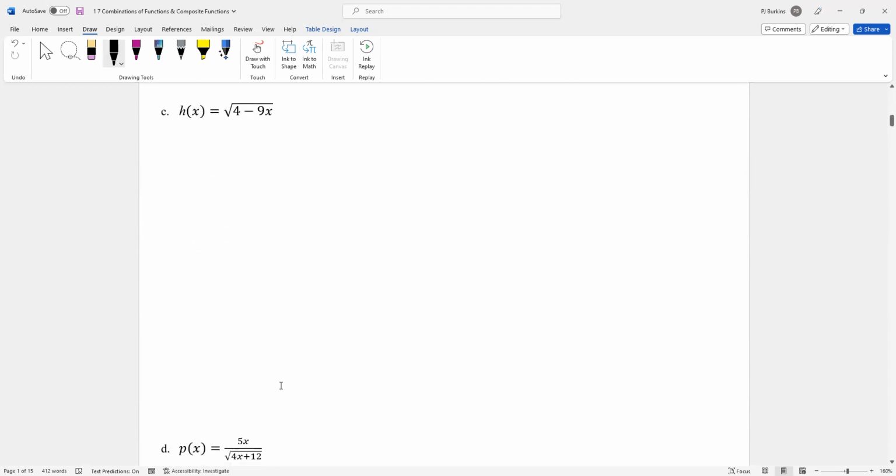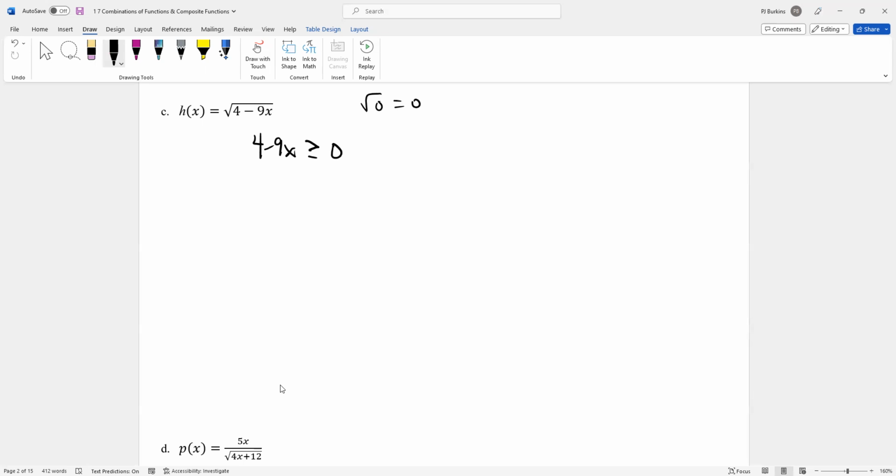All right, this example is where we're talking about a square root. Under the square root, we are not allowed to have anything that's negative or less than 0. So what we do in this case is we say 4 minus 9x has to be greater than or equal to 0. Right? We're allowed to have the square root of 0. That is 0. So it can be equal.